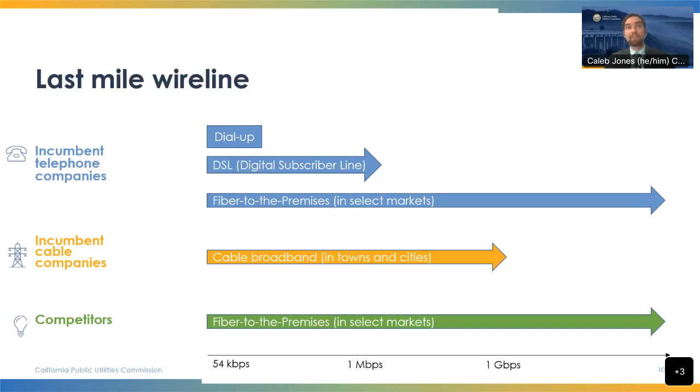Finally, there are the competitors. These companies don't have established territory like the incumbents do, and are only deploying in certain areas. Typically, they are building fiber to the premises in select markets, frequently urban and high-income areas, where they are competing against the incumbents and differentiating themselves via faster or more reliable infrastructure. We'll talk more about how companies have differentiated themselves in part 3 of this series.